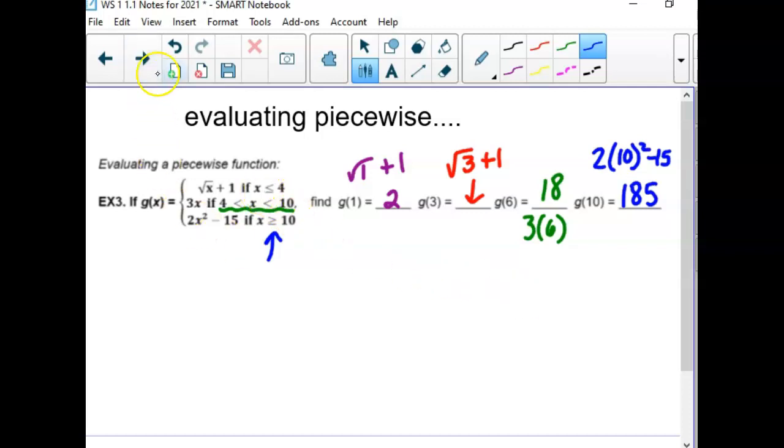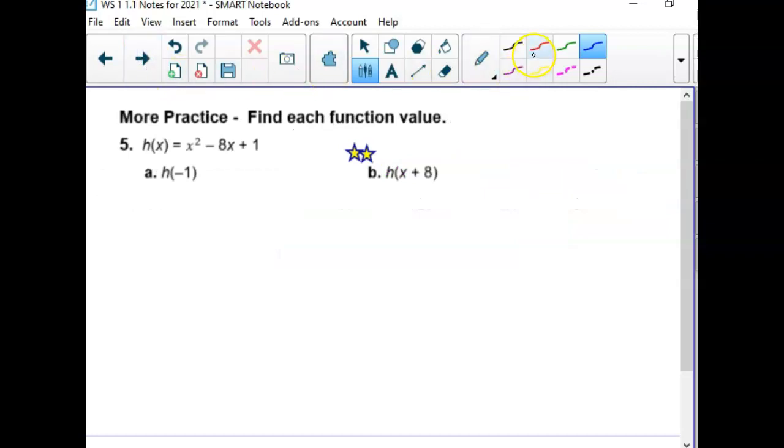Again, I didn't put a piecewise on this quiz yet. You will eventually have to evaluate piecewise, but we get to spend a couple days later on piecewise functions.